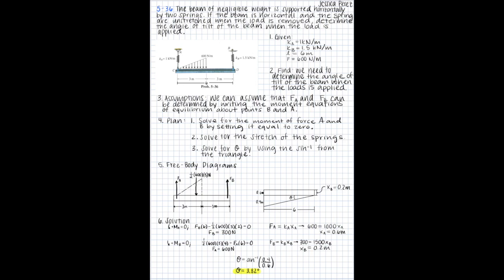So the question states, the beam of negligible weight is supported horizontally by the two springs. If the beam is horizontal and the spring is unstretched when the load is removed, determine the angle of tilt of the beam when the load is applied.